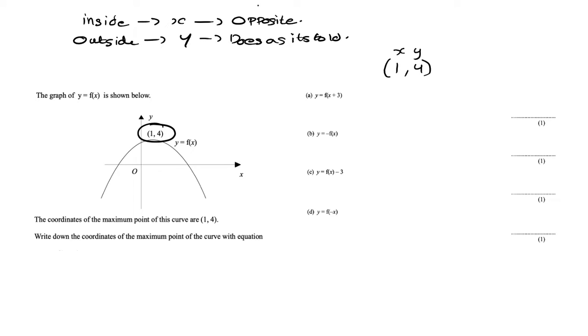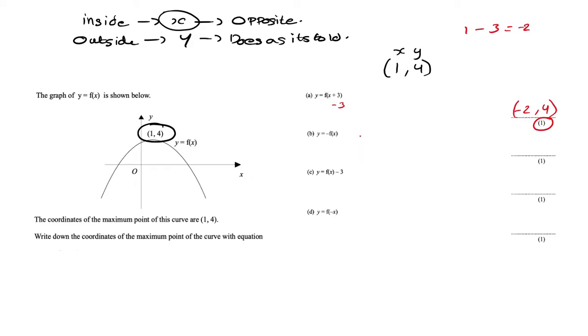Okay, so if it's f of x plus 3, we're going to change the x-axis because it's inside, and we're going to do the opposite. So we're not going to add 3, we're going to subtract 3 from the x coordinate. 1 minus 3 is going to give us minus 2. The y coordinate will stay the same, so our new coordinate is minus 2, 4. Okay, and that will be there for 1 mark.